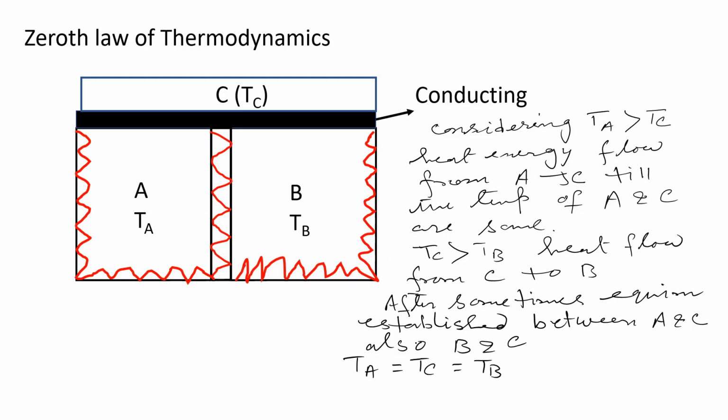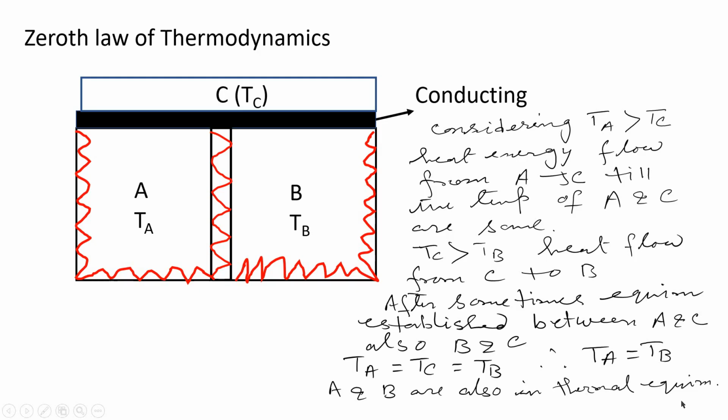So this is like that. That means, therefore, what is the conclusion? We can write TA is equal to TB. That means A and B are also in thermal equilibrium. They are in equilibrium and temperature is the same, so thermal equilibrium. Temperature is the same means no heat transfer, so temperature is made the same.